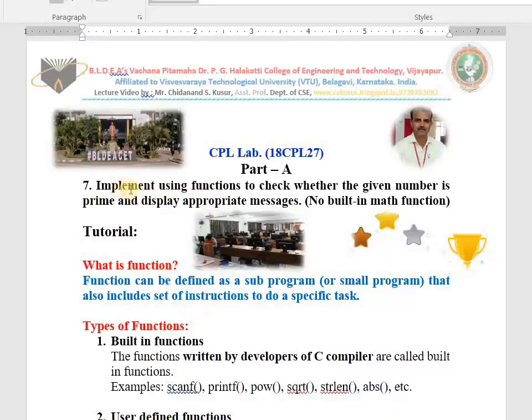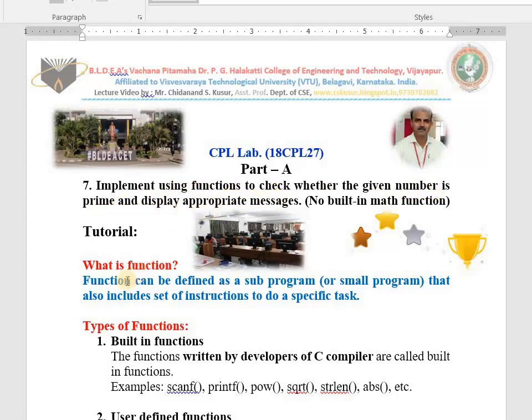Implement using functions. That means you have to create your own function to check whether the given number is prime number or not prime number. And your software or the program should display appropriate messages. That is the experiment.